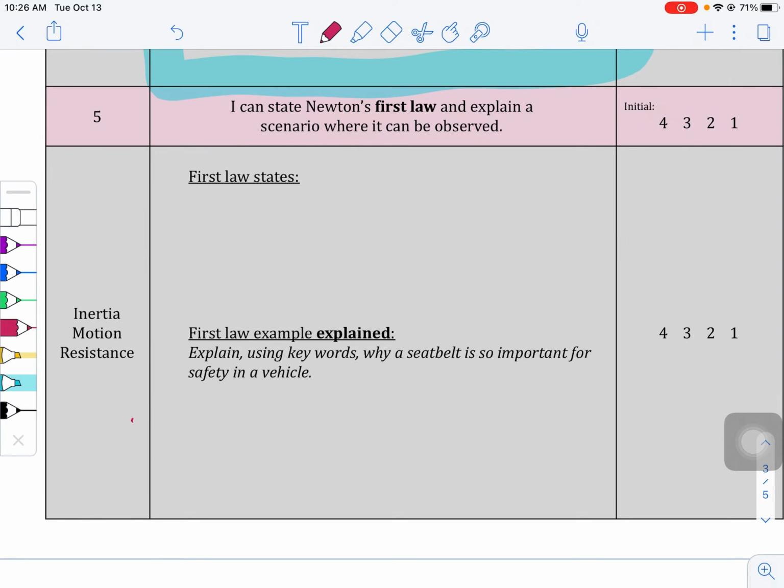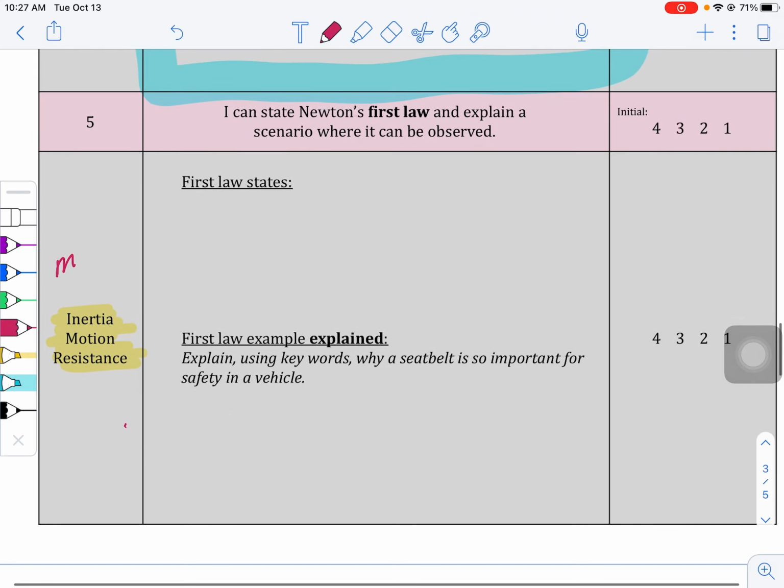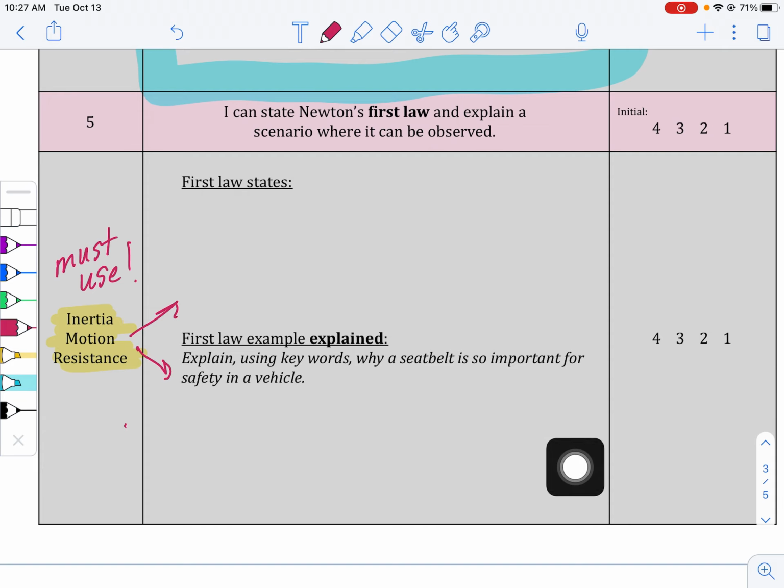So for Newton's first law, we want to think about, for the learning target, what the first law states and explain out this example using what we know about Newton's first law. So first thing we always want to do is think about what are our key words. Remember, these are our must-use words. So these words have to get incorporated into our learning target somewhere. Okay, and as we use them, we want to highlight them up in our explanation.